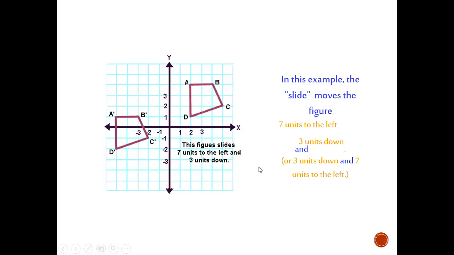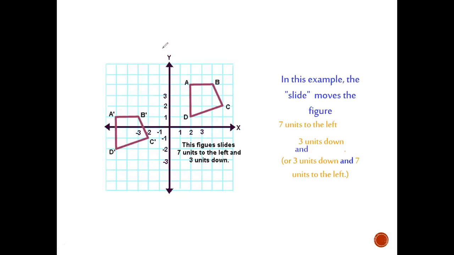As you can see here, A, B, C, D is the object, and the image is A prime, B prime, C prime, and D prime. You can see the direction where it moves. Just take one of the vertices. I'm going to choose A and look at the direction where it moves.